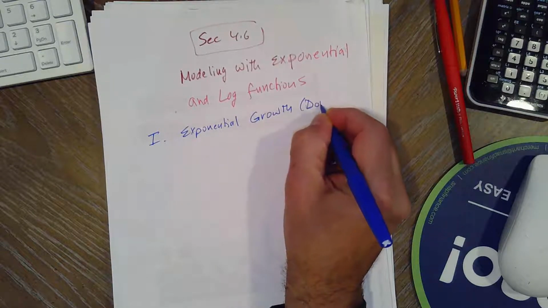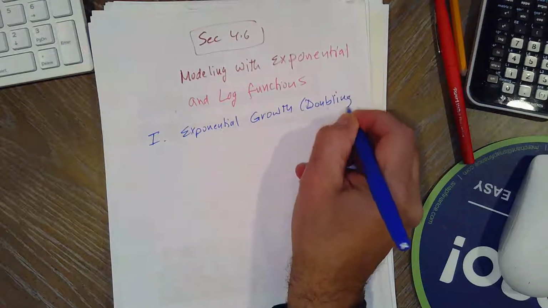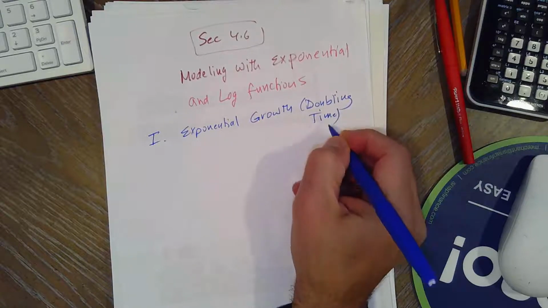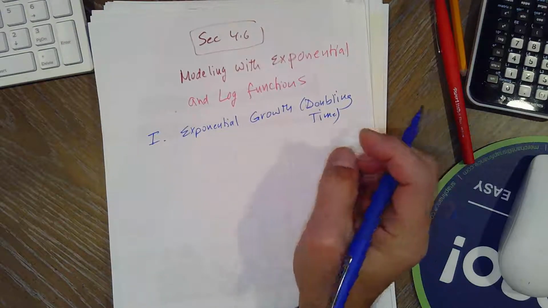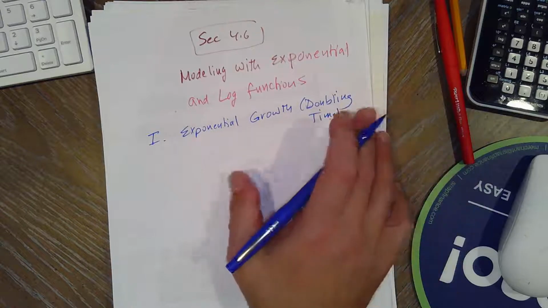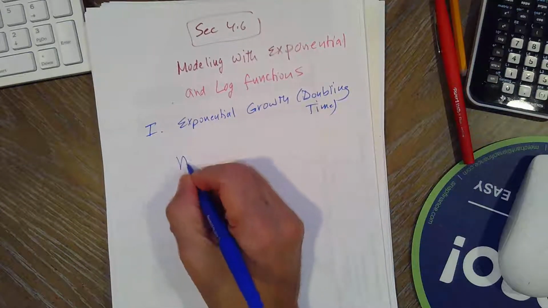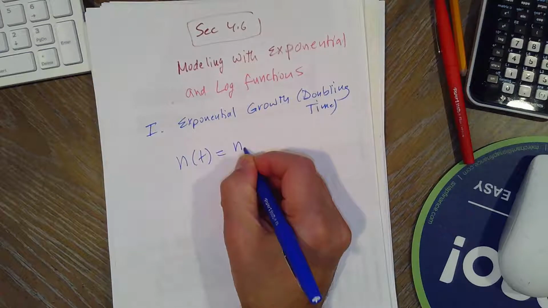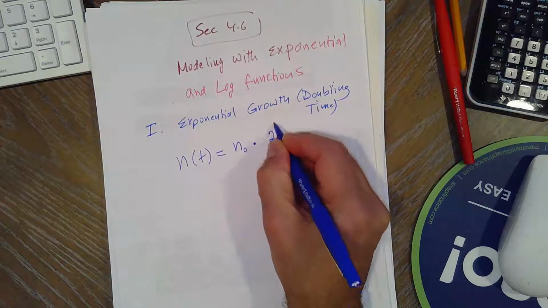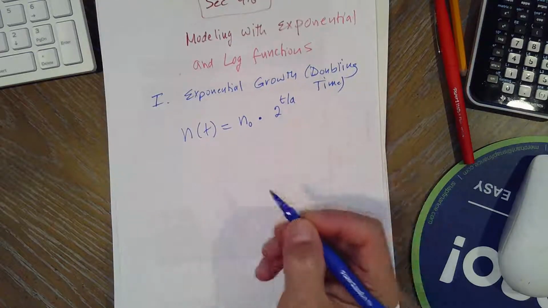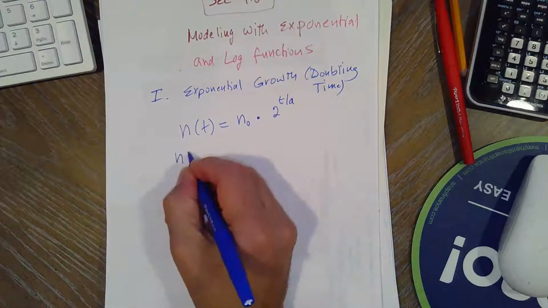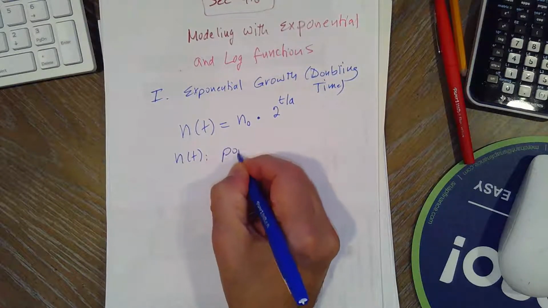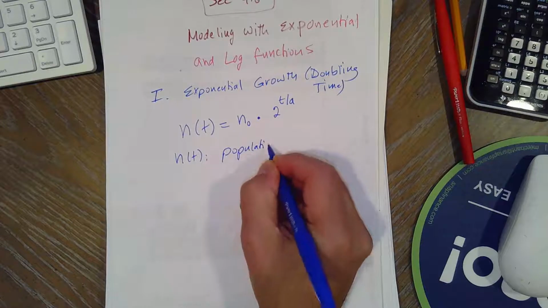which is doubling the time. Exponential growth is doubling the time, and then when we do decay, we talk about half-life. So the formula we use is N of t equals N sub 0 times 2 to the t over a. Let's explain every one of those. N of t is the population size at time t.